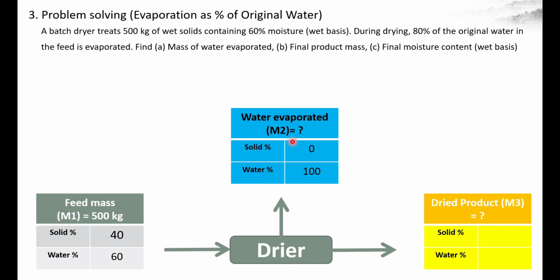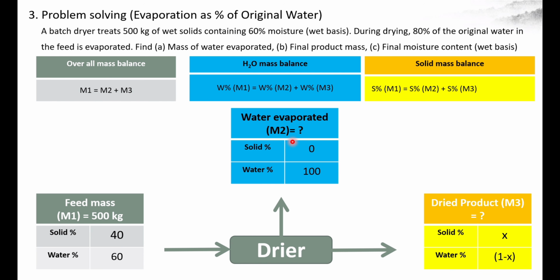Coming to water evaporated stream, we know that the solid percentage in the water evaporated is 0 and the water percentage is 100. But the amount of water evaporated is given indirectly in the question. Coming to the stream M3, we are not given any details. So we are assuming x and 1 minus x as usual we did for problem 2. So the solid percentage would be x and water percentage would be 1 minus x.